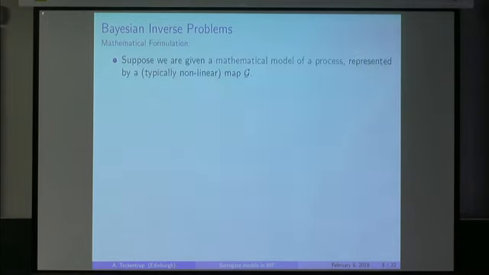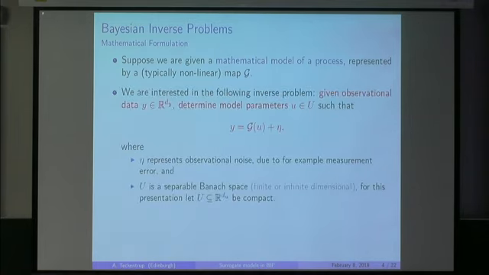Okay, so if we write that down in a mathematical formulation, we get the following. So we have our mathematical model of interest. So it's a model of some process that you're interested in modeling. I'm going to denote that map by G. So this is what's sometimes known as the forward map. Okay, so this map is typically non-linear.